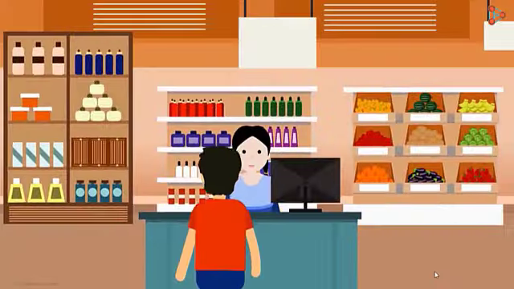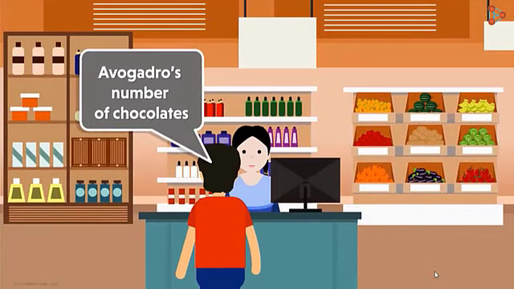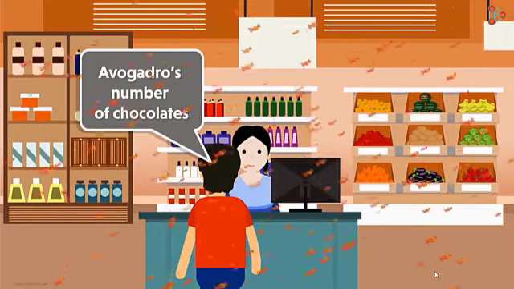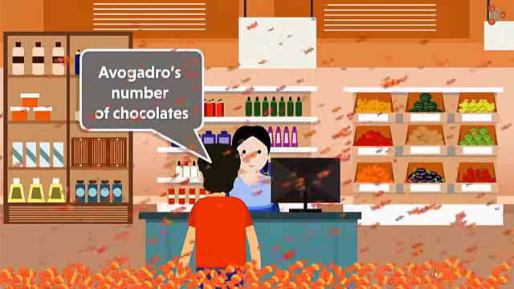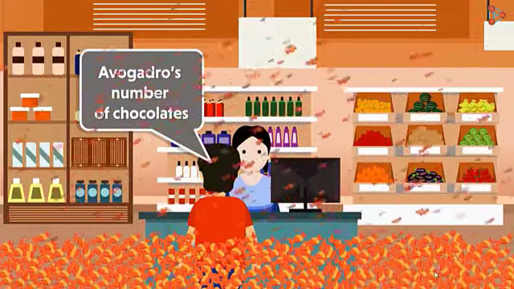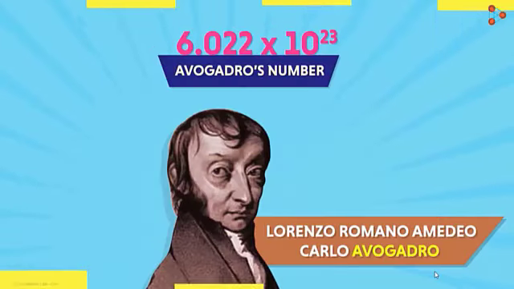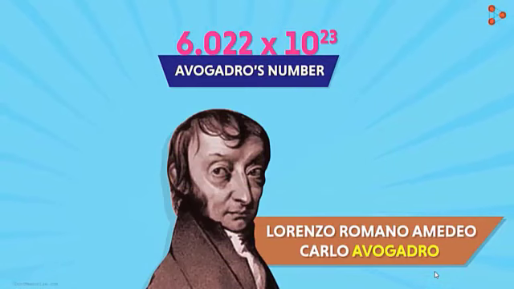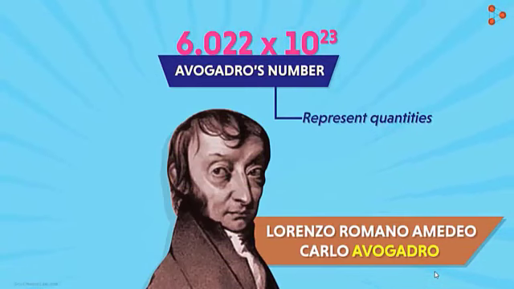So can we go to a shop and say, I want Avogadro's number of chocolates? Of course we can. The only problem is that the shop won't really have that many chocolates and neither will we be able to carry them back home. So getting back to the concept, Avogadro's number is just another number used to represent quantities. But the number is so huge that using this in daily life is not practically possible and advisable.